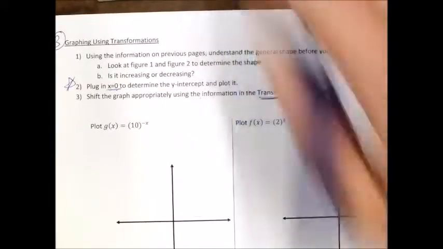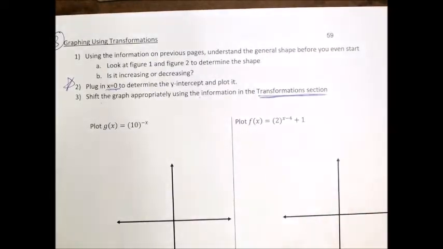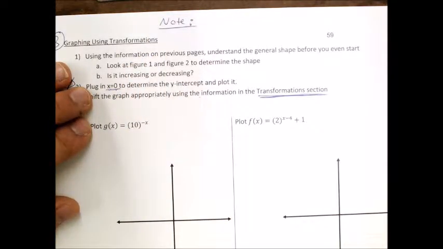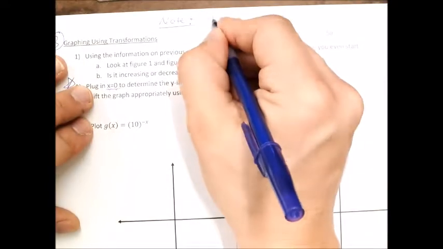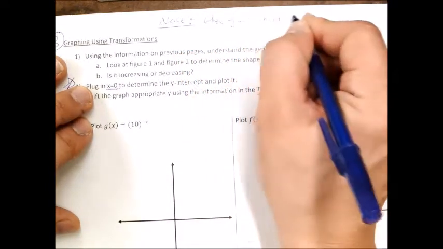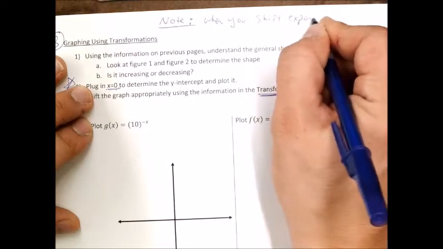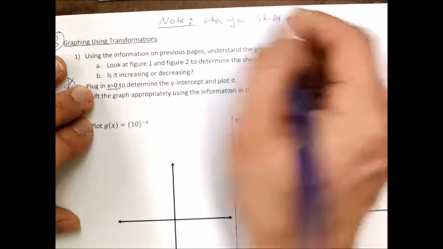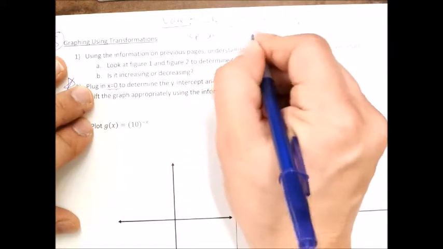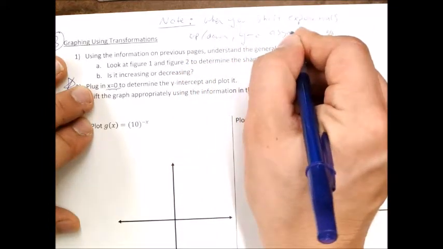And something that you should add to the top of your paper. I'm going to add it here too. Note, very important note. These things have a horizontal asymptote. And so if we shift up or down, then the horizontal asymptote moves with it. So let's write that. When you shift exponentials up or down, the y equals 0 asymptote moves with it.